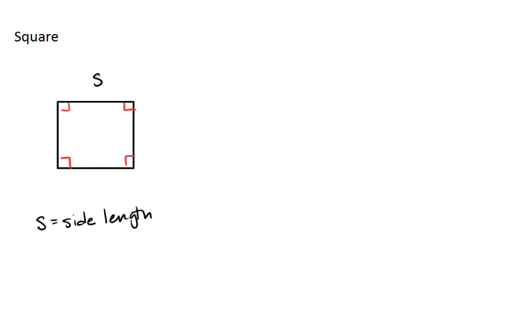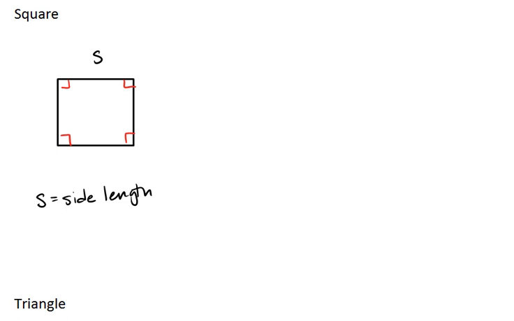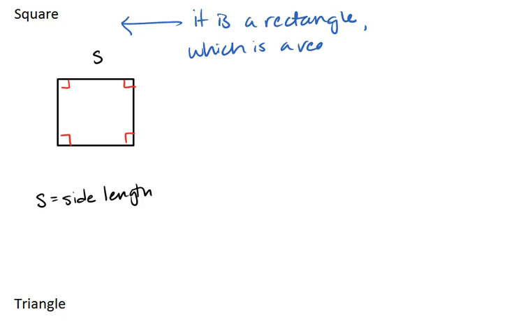The next shape we'll look at is a square. And a square is very similar to a rectangle. In fact, it is a rectangle, but it's a special type of rectangle. It's a rectangle which is a regular polygon. So we have a regular quadrilateral, which means all congruent sides and all congruent angles.